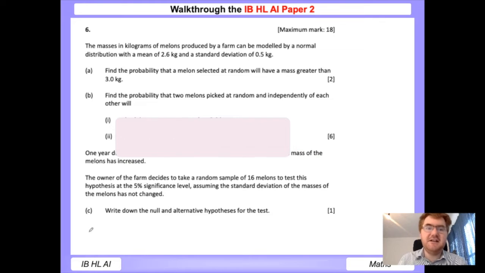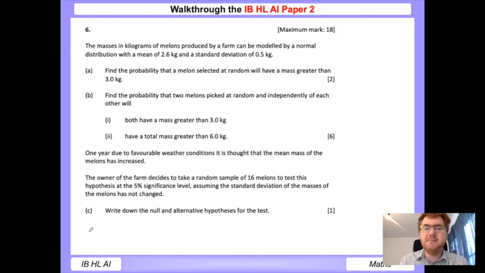So let's get started. So the masses in kilograms of melons produced by a farm can be modelled by a normal distribution. I tend to label which distribution we're using, particularly at high level where we have a fair few to choose from, with a mean of 2.6 kilos and standard deviation of 0.5 kilos. We want to find the probability that a melon selected at random will have a mass greater than 3 kilos.